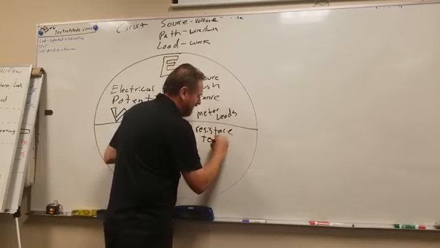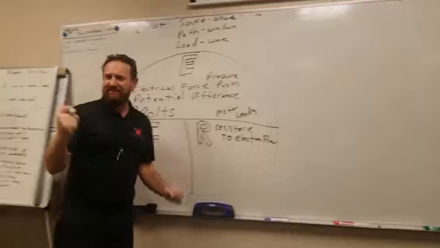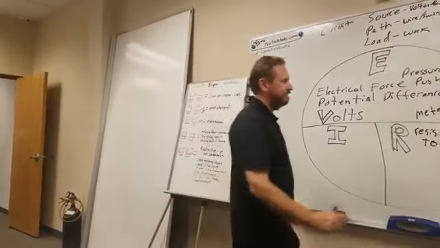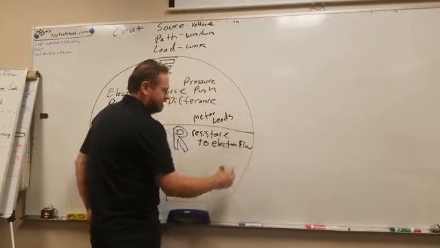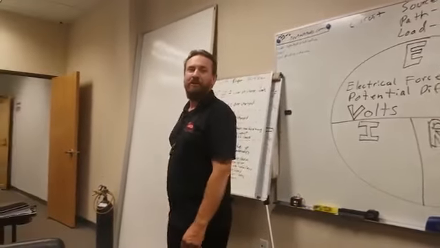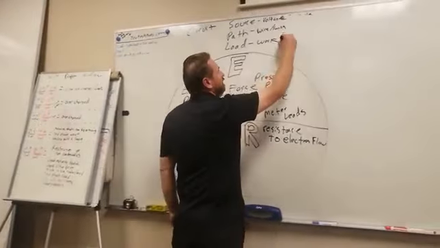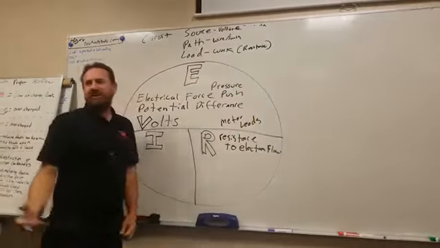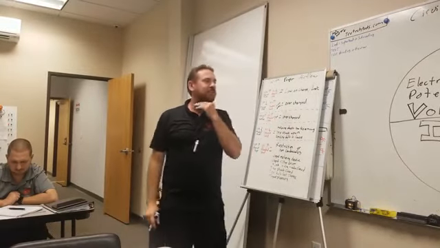Resistance to electron flow. R stands for the resistance to electron flow. Our loads are going to have resistance because it's slowing down the flow. It's going to do work. So resistance to electron flow.